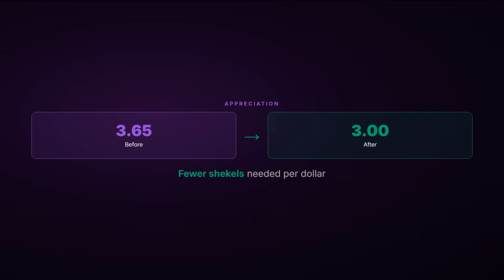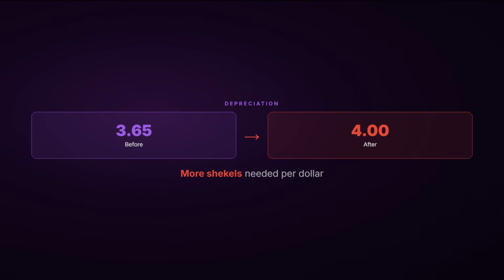Let's stick with our example. For appreciation, imagine the shekel strengthens. Suddenly, that $1 doesn't cost 3.65 shekels anymore. Maybe it only costs 3.00. See? You need fewer shekels to buy that same exact dollar. Your money just got more powerful. And you guessed it, depreciation is the exact opposite. If the shekel weakens, that rate might jump up to 4.00. Now it takes more shekels to get your hands on that same single US dollar. Your currency is weaker, at least when compared to the dollar.